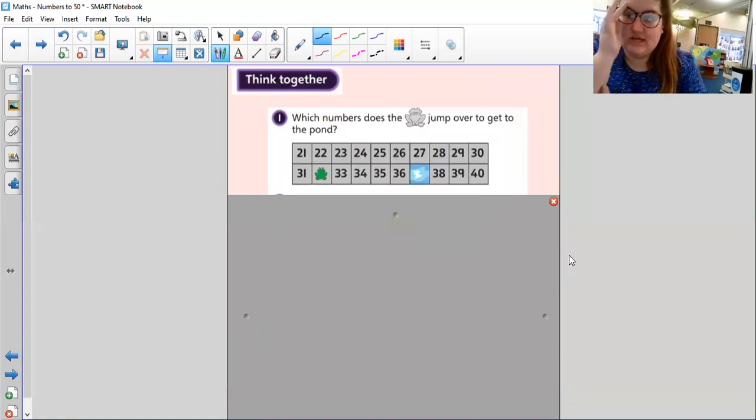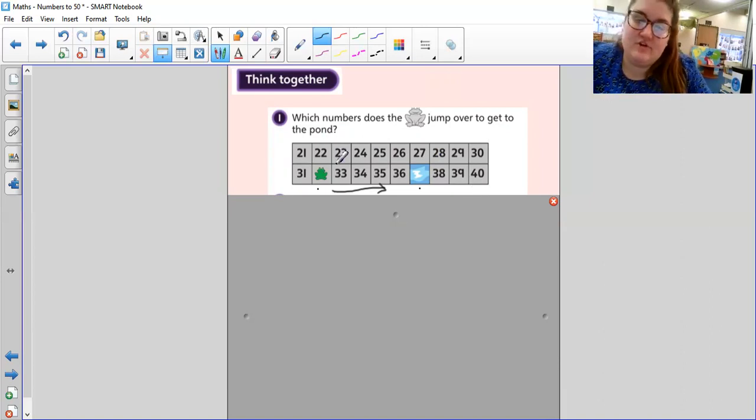So let's have a look at our Think Together. Question 1, which numbers does the frog jump over to get to the pond? So at the moment, the frog is here and the pond is here. On the last question, the frog was jumping backwards, but in this question, he is jumping forwards. So imagine your little frog going ribbit, ribbit, ribbit. Which numbers did he jump over to get to the pond?